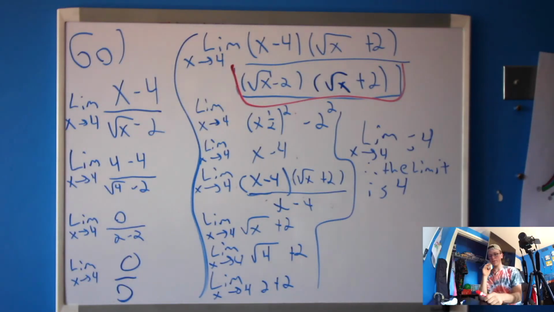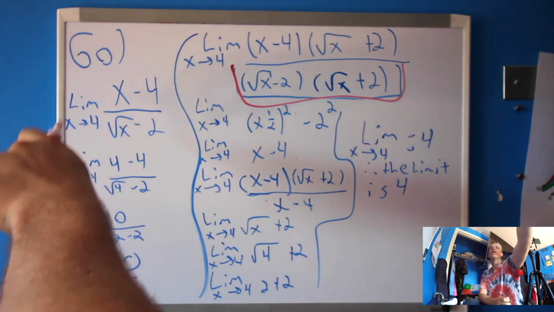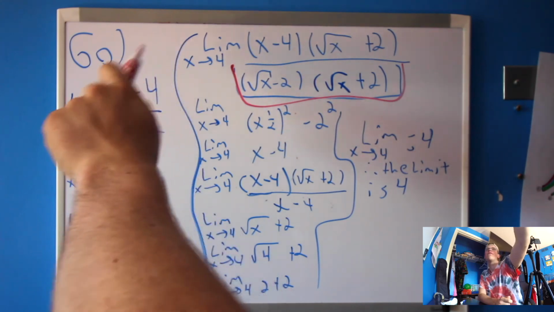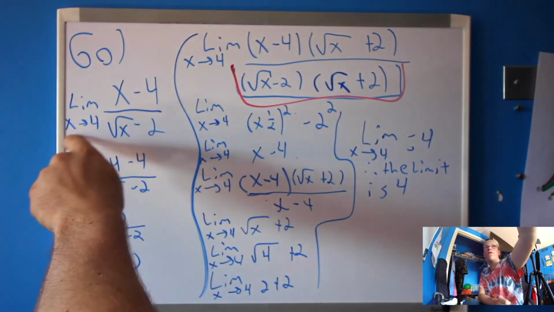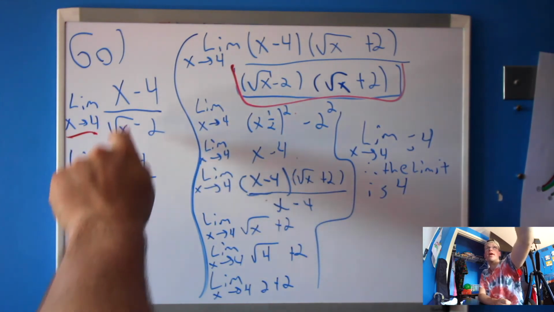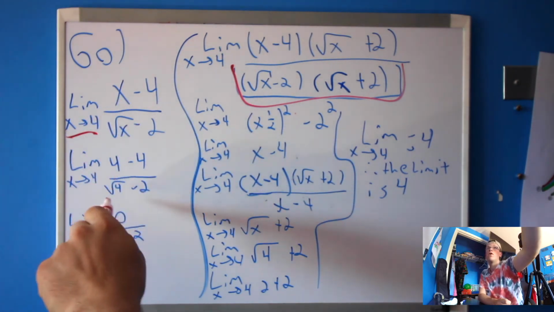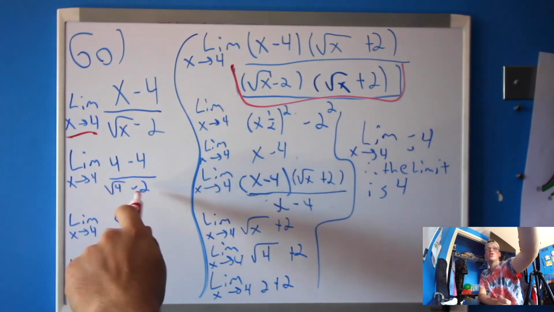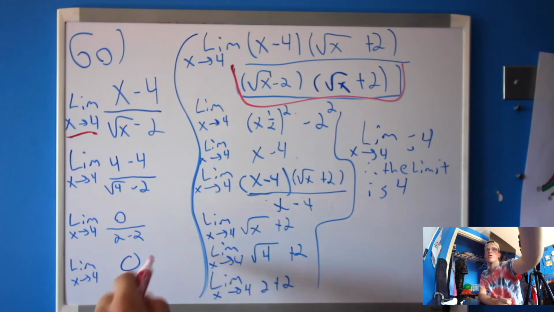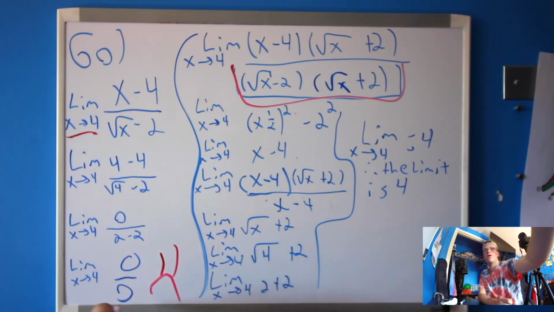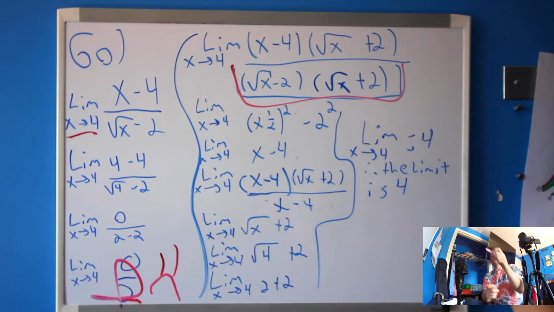Alright, so on to question 60. The question asks, as x approaches 4, is there a limit of (x minus 4) over the square root of x minus 2? If you put 4 into the equation, on the top you're going to get 4 minus 4, and on the bottom the square root of 4 minus 2, which is 2 minus 2, so you're going to get 0 over 0, which we all know is sad. So that means we need to interrogate the function and find the actual value.